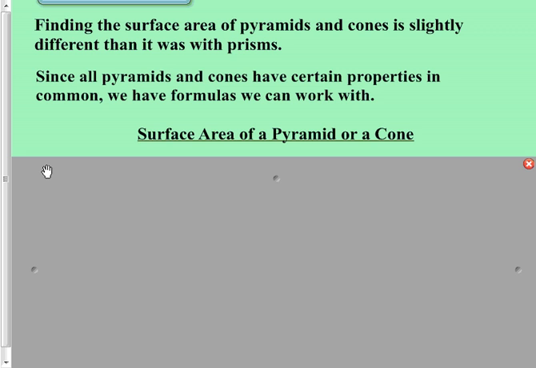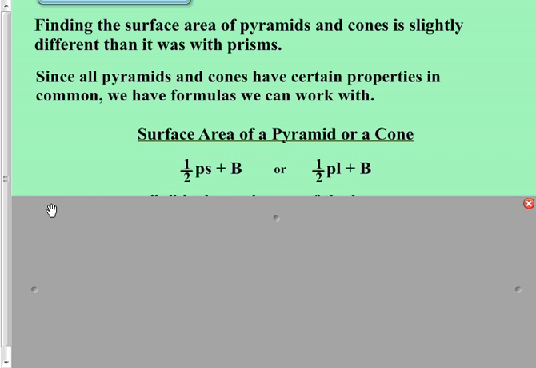Okay, so let's take a look. The surface area of a pyramid or a cone comes equipped with a formula. I actually have two formulas on the screen here for you, but they are the same formula in two different versions. The formula is 1/2 PS plus big B, or another version of it is 1/2 PL plus big B.